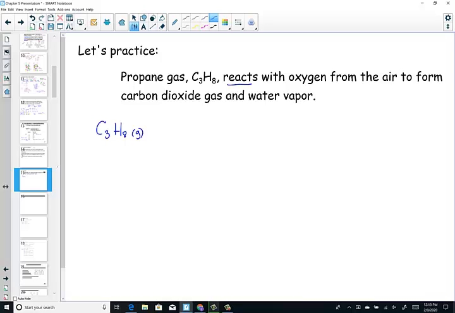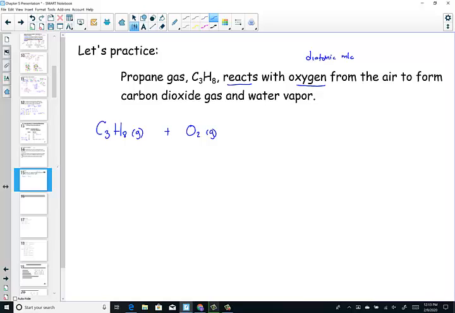Here we see reacts with. That's going to be the plus sign, reacting with. Remember, oxygen from the air. Oxygen is one of the 7 diatomic molecules you need to memorize. Diatomic means oxygen never exists as just O, but it exists as a diatomic molecule. And I'll put little g for gas because I see it's from the air.